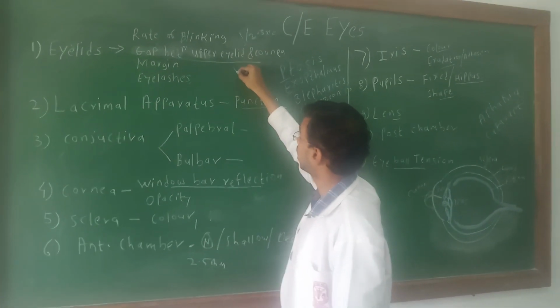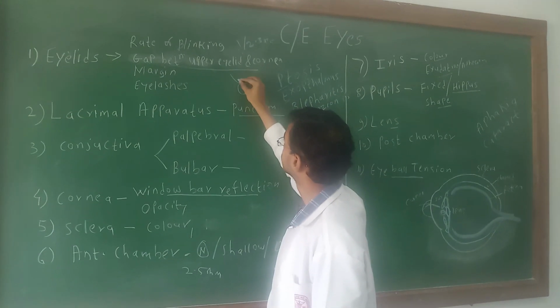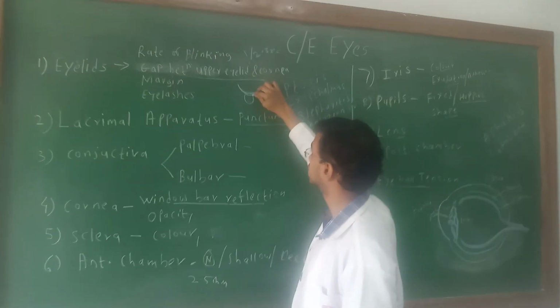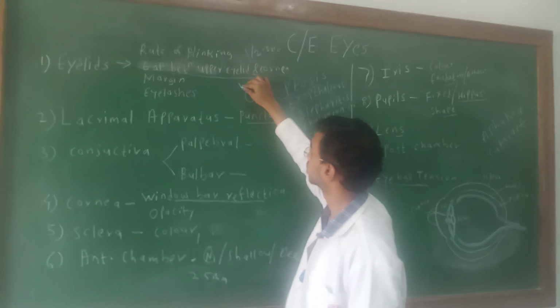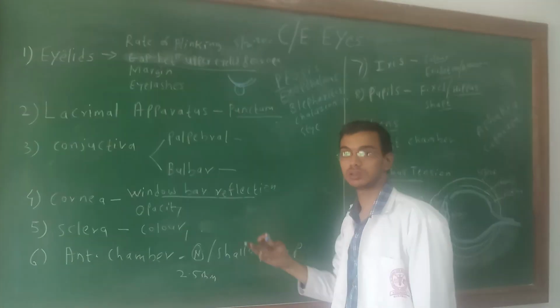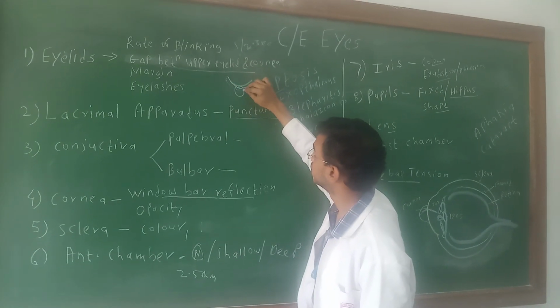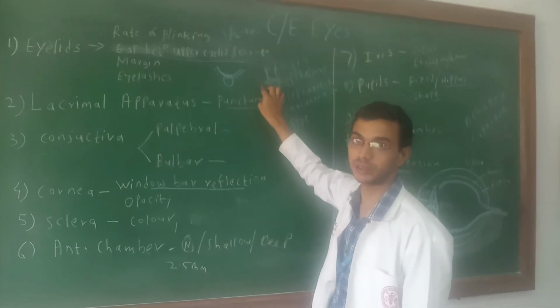Then the gap between the upper eyelid and the cornea. Suppose this is the upper eyelid and this is the cornea. Normally, the upper eyelid just touches the cornea. At the 12 o'clock position, it covers around 1 to 2 millimeters of the cornea. If the upper eyelid covers more than 2 millimeters, it is called ptosis, that is, drooping of the upper eyelid.